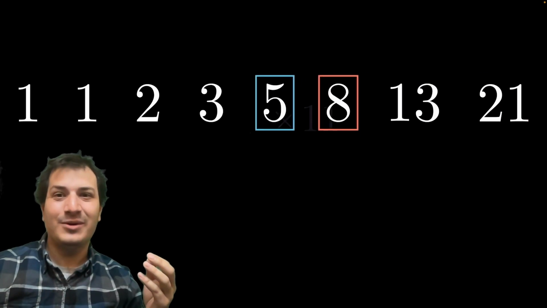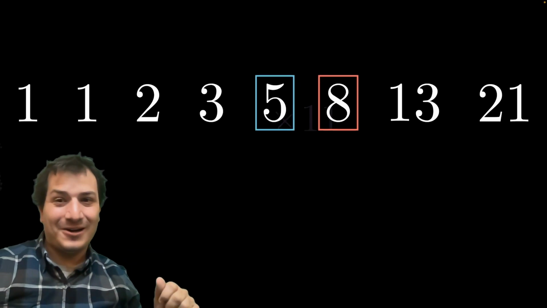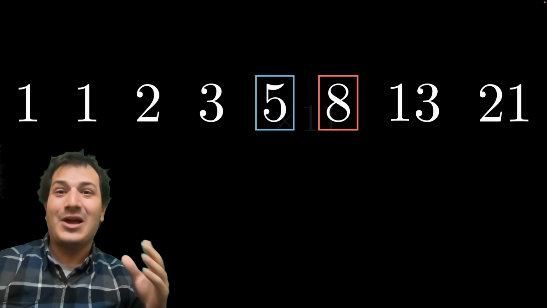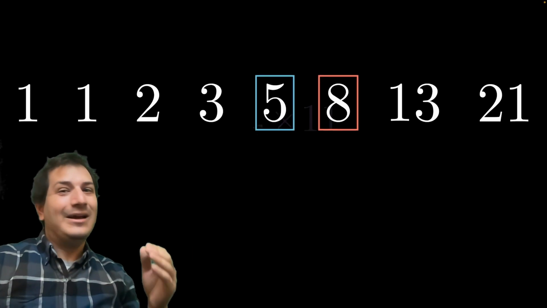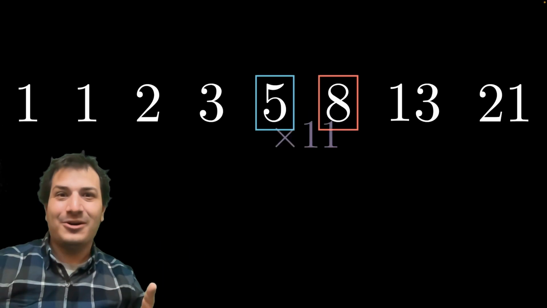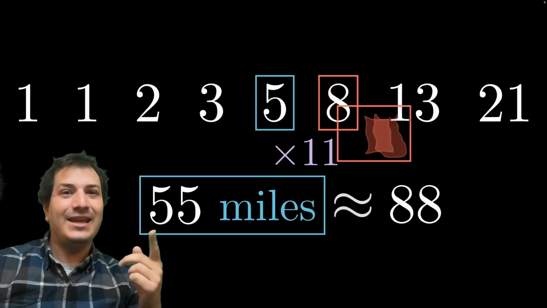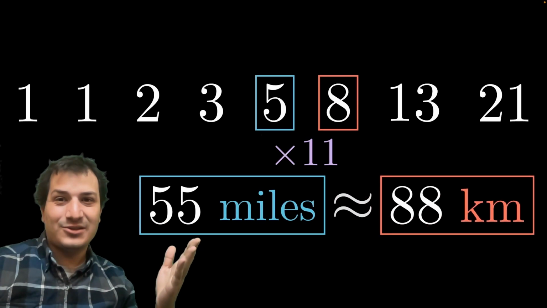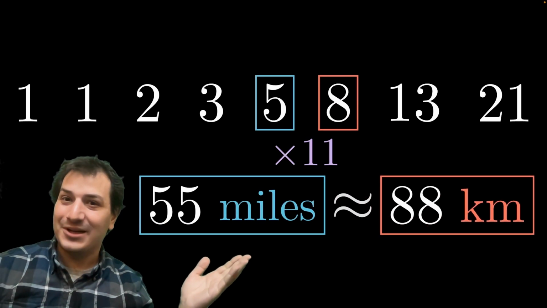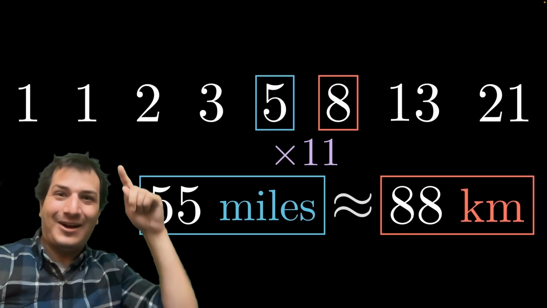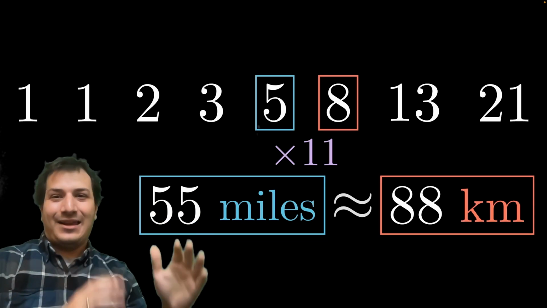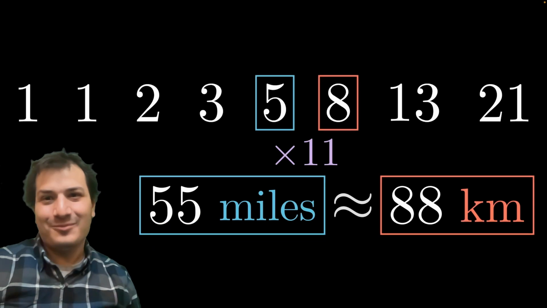So a really common one for me, I'm Canadian. If I'm driving my car in the US, a common speed limit is 55 miles an hour. What is 55 miles an hour on my speedometer? Well, I multiply by 11, and 5 becomes 55 and 8 becomes 88. So 55 miles an hour is approximately 88 kilometers an hour. So whenever I'm driving in the US, I'm always doing these Fibonacci numbers. I'm adding them, I'm multiplying them in my head to make whatever number I need.